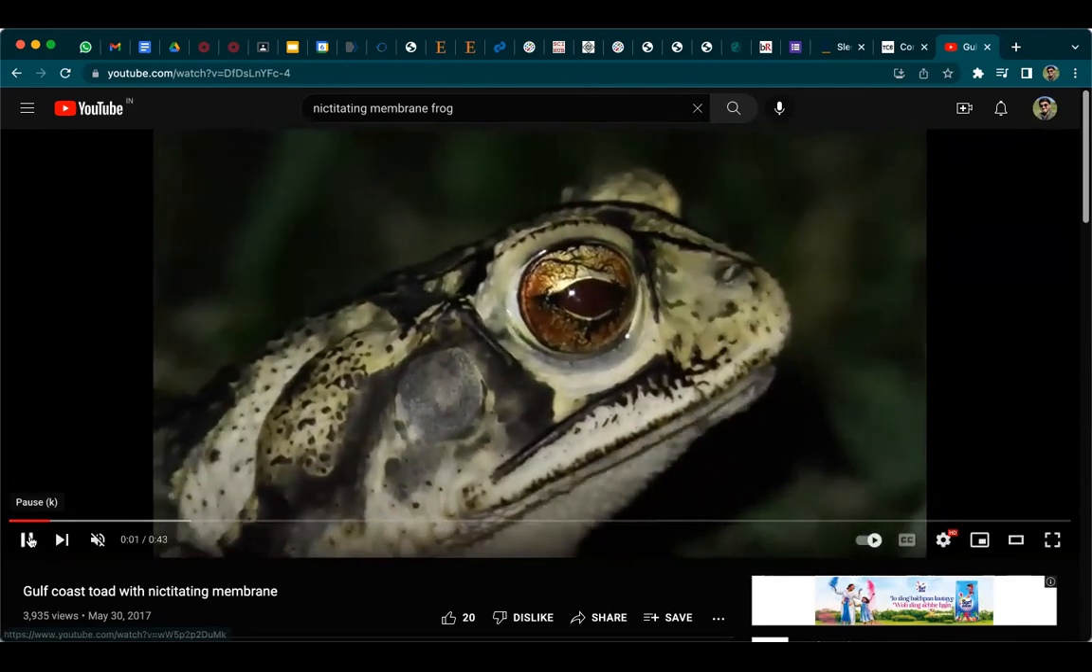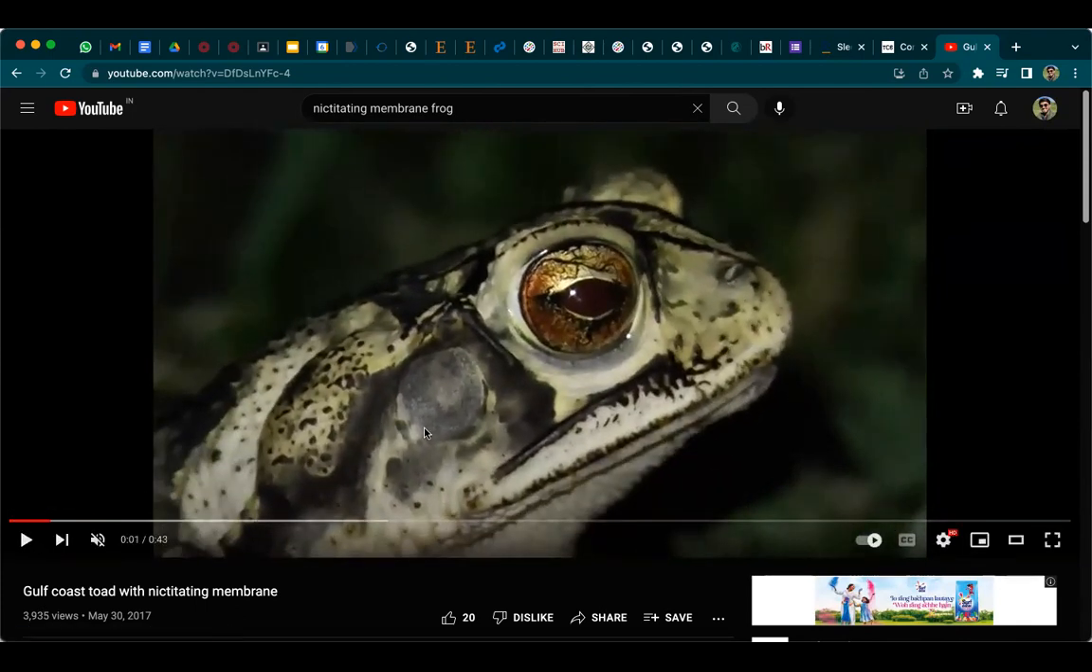So this is a toad. The eyes and the nictitating membrane are conserved in amphibians and reptiles both. So you can see it in crocodiles, toads, frogs, but it will give you a concept. First of all, let me tell you why it is a toad and why it is not a frog.